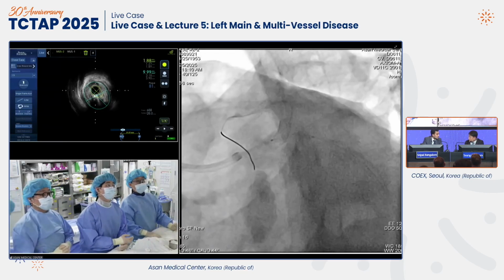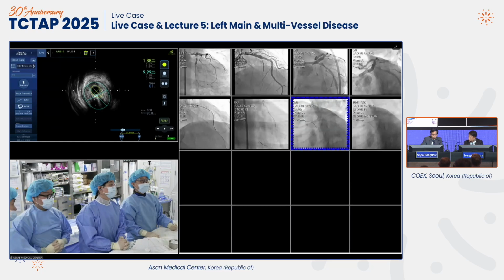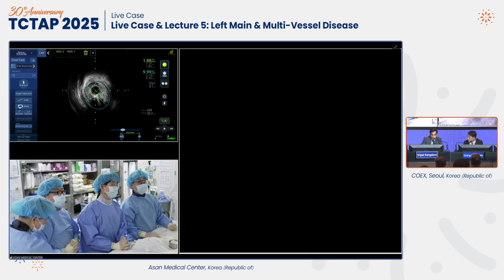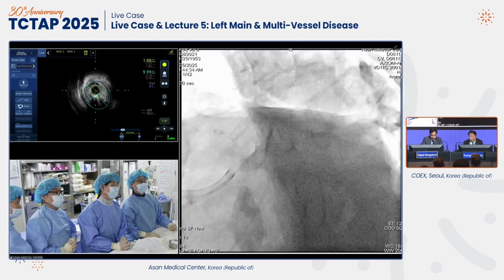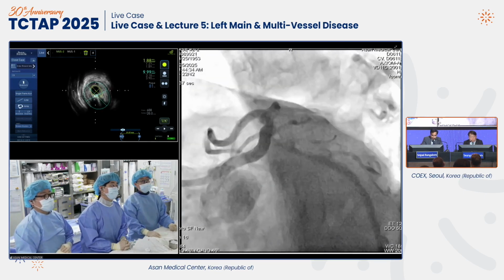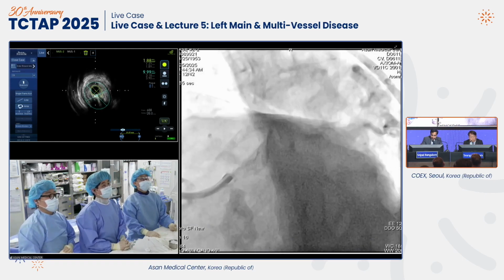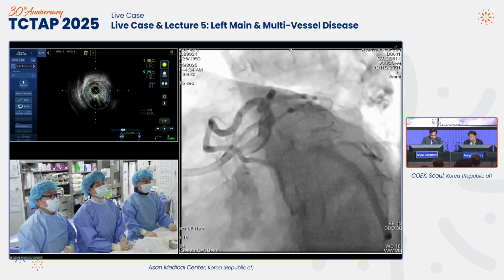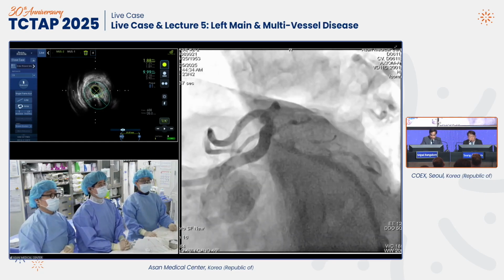Any suggestion? Yeah, no, I think the IVUS was very helpful. I mean, you can see that the length is actually more than 20 millimeters. I agree. My choice would be to place a stent, try to connect it from the old stent and come back to the ostium of the circ, and end with the final inflation.